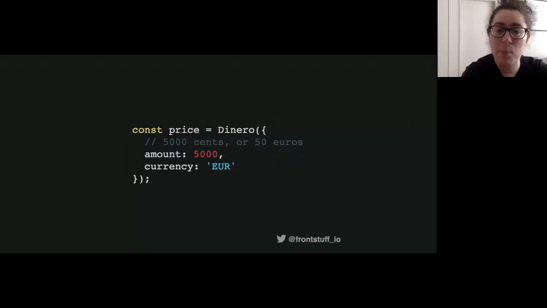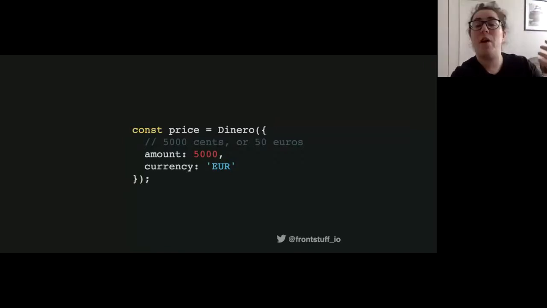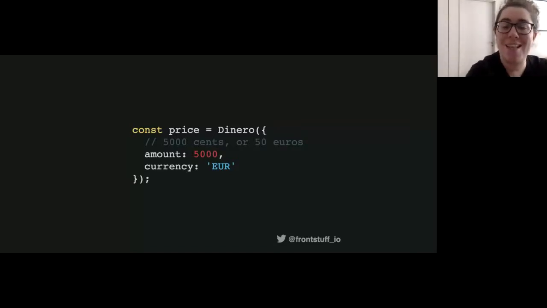So for example, to represent 50 euros, you set the amount to 5,000 in cents. And arithmetic on integers is safe, so it's fine. You can add, you can subtract, you can multiply. There is no problem with that. So we're good. We're smarter than floating point math.